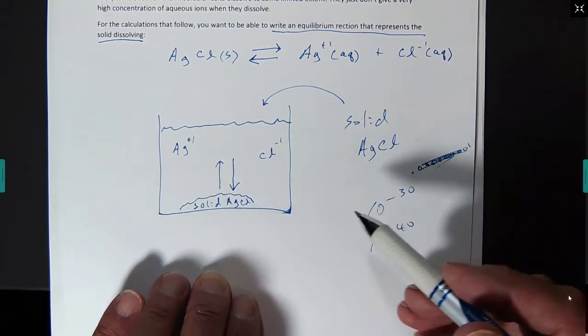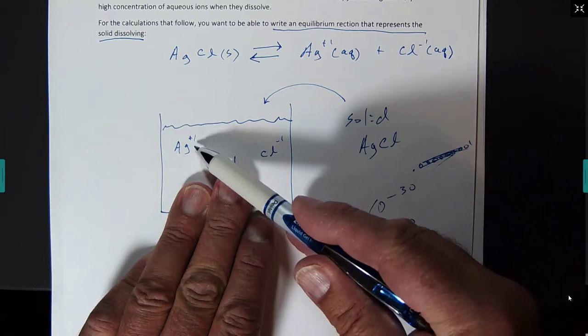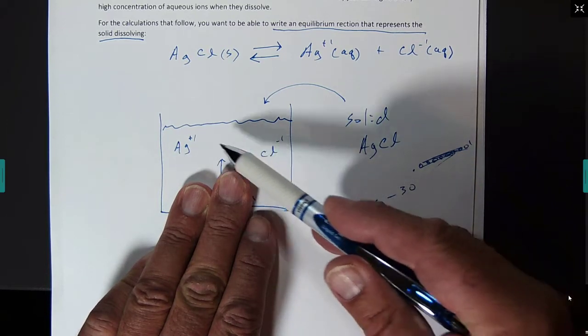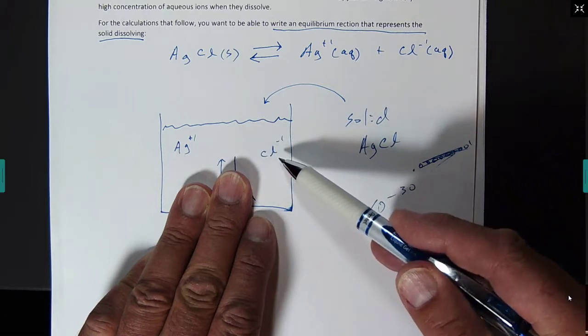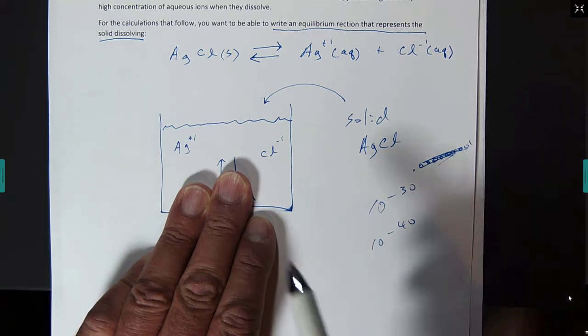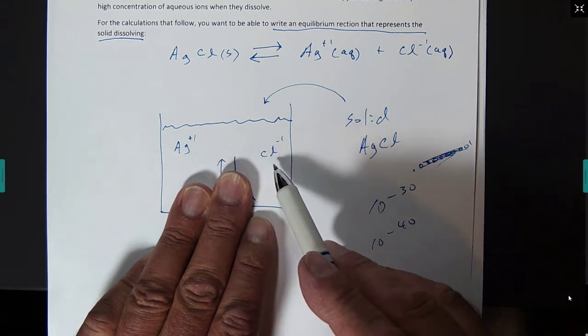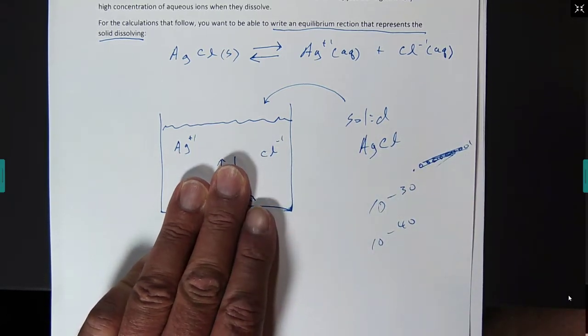So if you have this solution, if you filtered off the solid, what would you have? You'd have a solution of silver ion. It would contain a real low concentration of silver, a real low concentration of chloride. It would be a saturated solution of silver chloride. It would have the maximum amount of silver chloride in it. That does not give a precipitate.